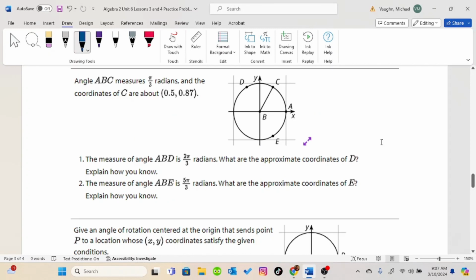Angle ABC measures pi over 3 radians, and the coordinates of C are about 0.5, 0.87. The measure of angle ABD is 2/3 pi radians. What are the approximate coordinates of D? Explain how you know.